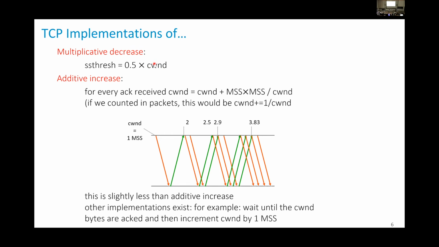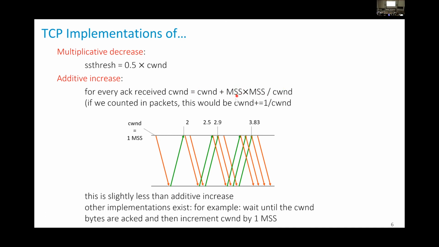If there is a loss, we divide this by 2, and the window is divided by 2. But as we have seen in slow start, the immediate window is not exactly this one. That's the one we will have at the end of slow start. So this is how multiplicative decrease is implemented. Additive increase is not exactly implemented, but is approximated by this formula here. For every ACK that is received, you apply this formula. You increase the congestion window by this increment, which is a bit mysterious.